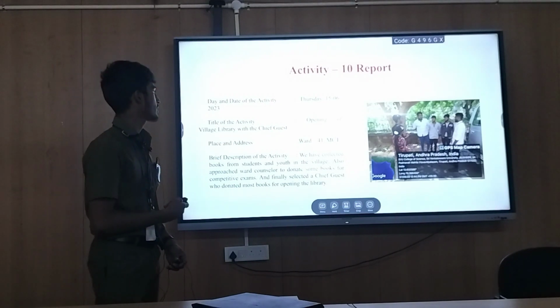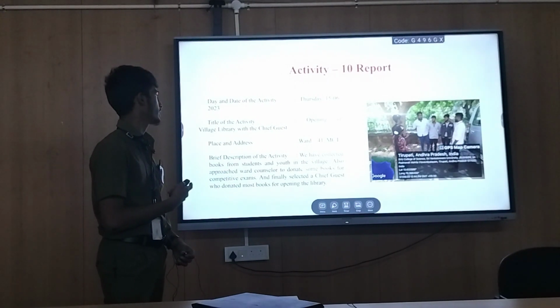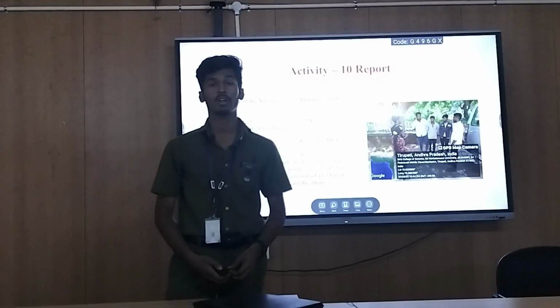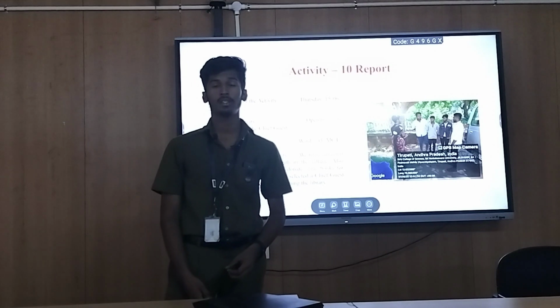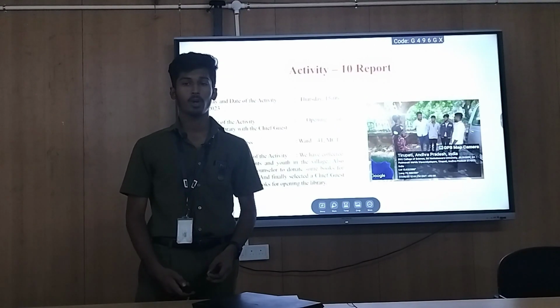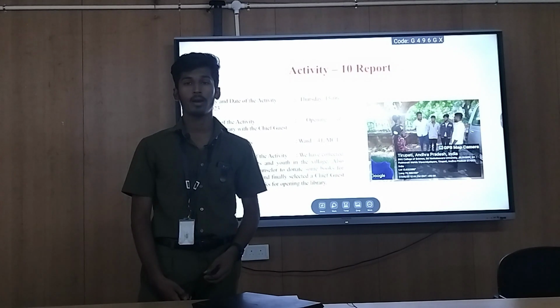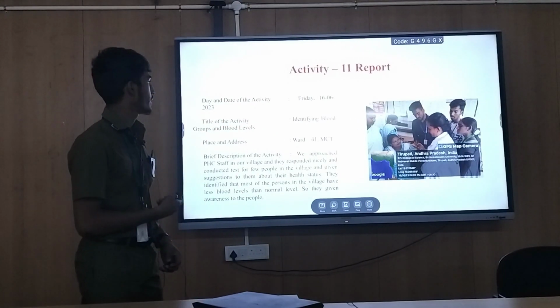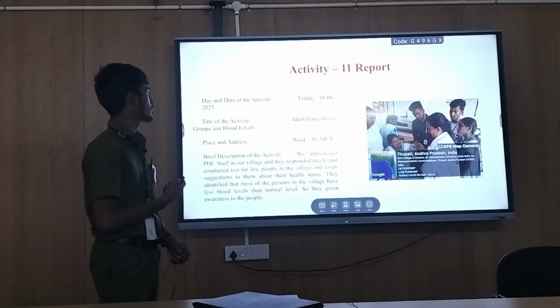Activity 10 report. We did this activity on 15 June 2023, opening of the village library with a chief guest. We gathered some books from the young people and requested the ward councillor to donate some books. We also took some books from our batch members, and we selected a chief guest based on the highest number of books donated.